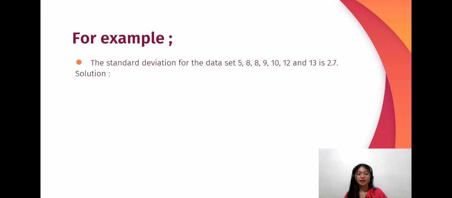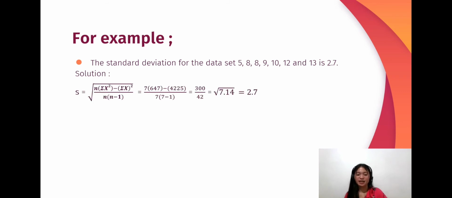So, how did we get this 2.7? Using the standard deviation formula, we substitute. 7 times 647 minus 4,225, divided by 7 times 7 minus 1. So this 7 is our sample size. Then this 647 is where we square each value and then sum them.